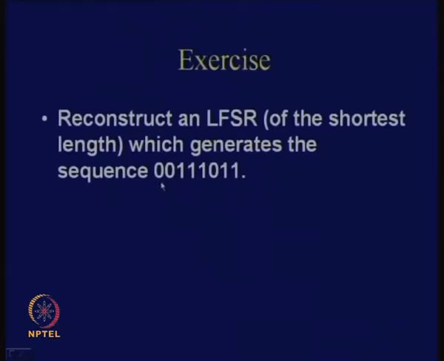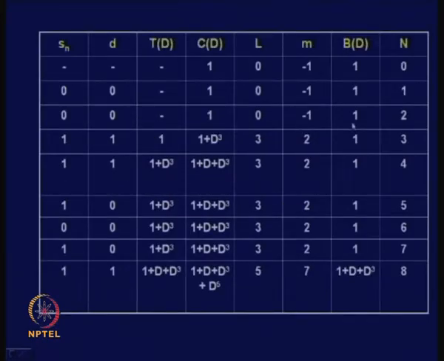So, therefore, this is the sequence, right. Yesterday we saw that a 4 step LFSR was unable to generate this sequence. So, in order to solve the problem, let us apply the Berlekamp-Massey algorithm. Okay. So, in order to do that, we will store that in the form of a table like this. So, you see that Sn, D, TD, CD, L, M, BD and N are some variables that are there, and we will start populating this table. Okay. So, this is the sequence which you wish to generate: 0 0 1 1 1 0 1 1.